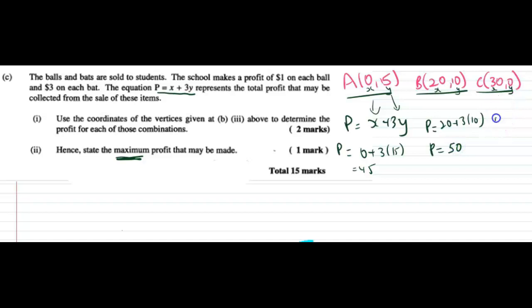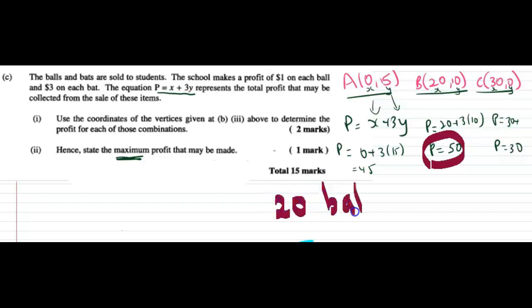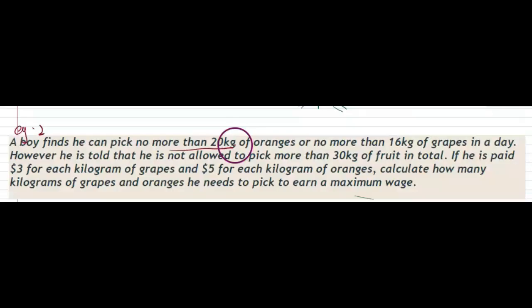And here, the profit will be 30 plus 0 by 3, which would be nothing. So that profit is 30. So which one yielded the highest profit, guys? Well, that will be the profit of 50. And then you will say, well, you have to sell then 20 balls and 10 bats to get a profit of $50. Example 2.